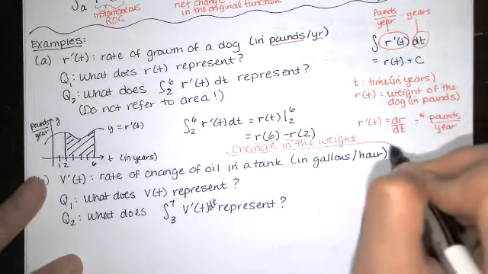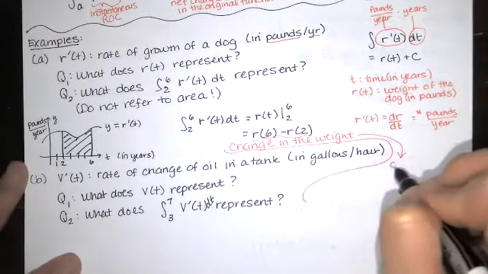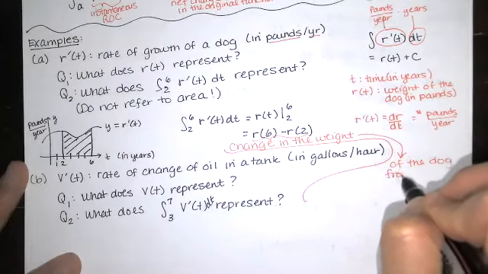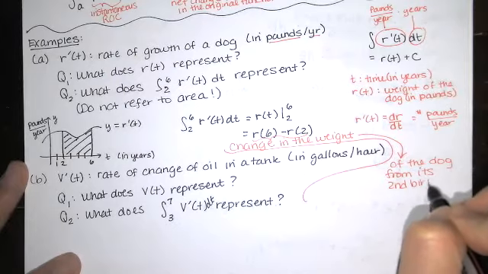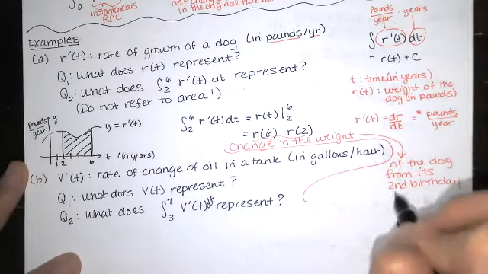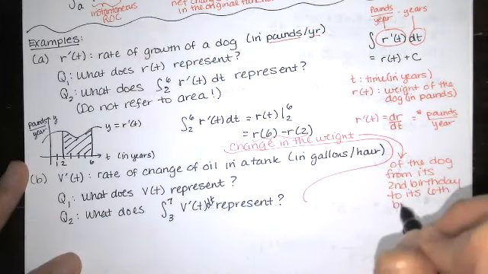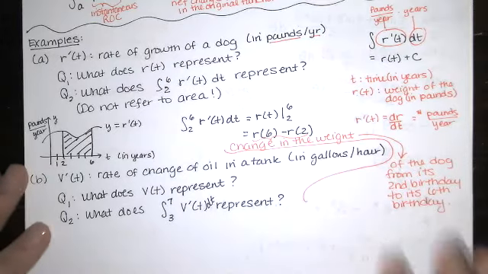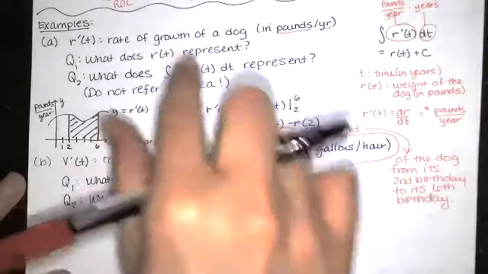and I've sort of run out of space, so I'll write this over here. It's the change in the weight of the dog from its 2nd birthday to its 6th birthday. Okay, so that's one application problem. We don't even have r of t, but we can interpret this.